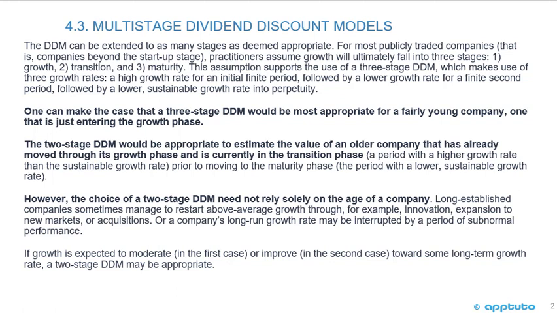Long-established companies sometimes manage to restart above average growth through, for example, innovation, expansion to new markets, or acquisitions. Or a company's long-run growth rate may be interrupted by a period of subnormal performance. If growth is expected to be moderate in the first case, or improve in the second case towards some long-term growth rate, a 2-stage dividend discount model may be appropriate.